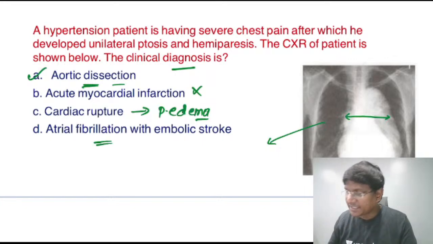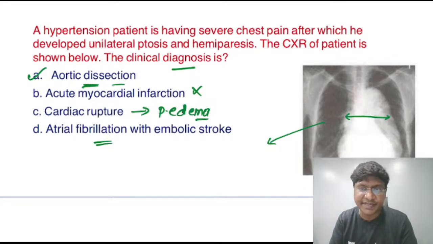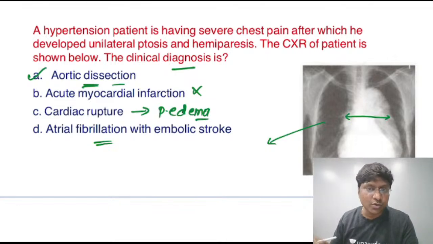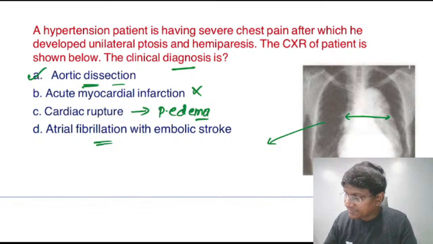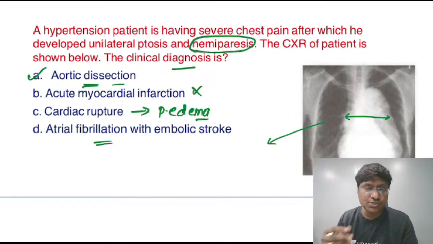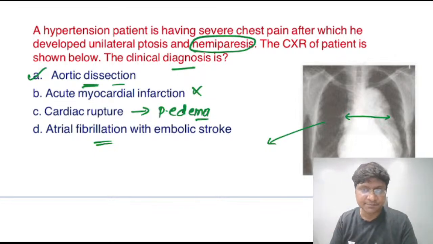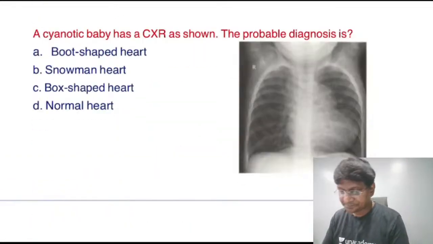Now, in atrial fibrillation, you don't have that widening of the mediastinum, so even that can be ruled out. But otherwise, if aortic dissection was not there, the closest choice in the question is atrial fibrillation. Why? Because the patient is having hemiparesis, right? Atrial fibrillation is the source for emboli. So the closest option next to aortic dissection will be D. Okay, right.